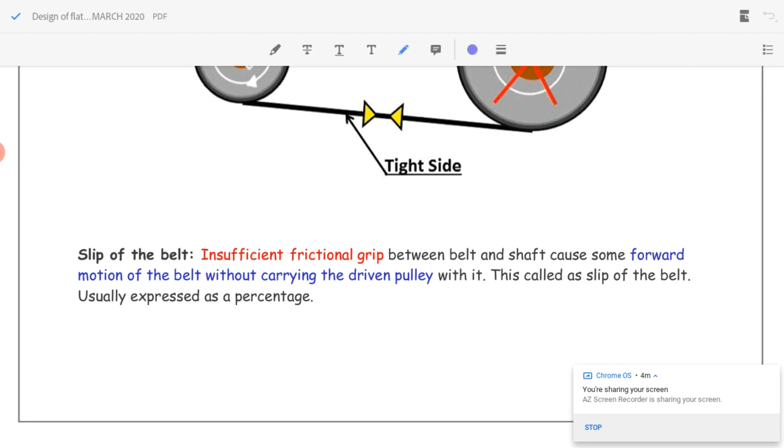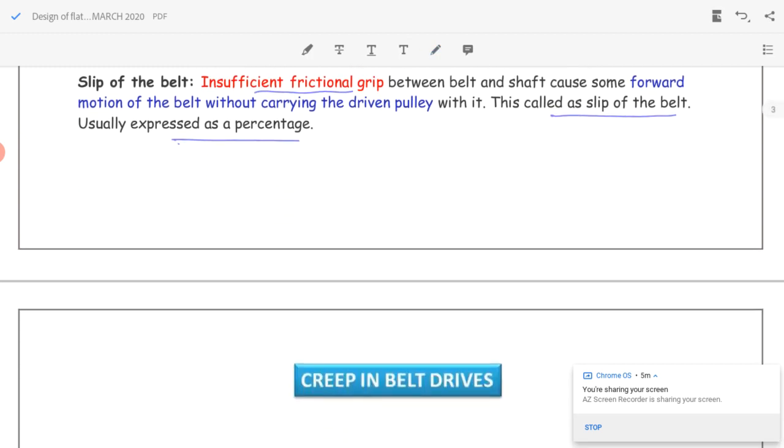So we can say insufficient frictional grip between the belt and the pulley causes the forward motion of the belt without carrying the driven pulley. So the driver pulley and driven pulley will have different speeds, and the driven pulley will not reach the required RPM, or there won't be as much power transmission compared to the required value. Such a case is called slip of the belt, and usually slip is expressed as a percentage. Now there is another one called creep.